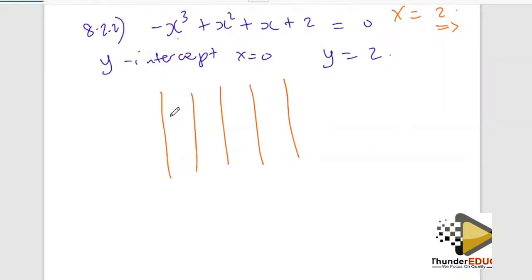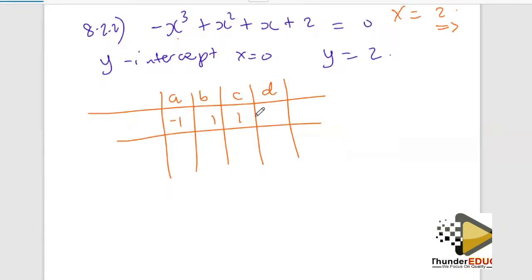Let's see if we're going to get, because those are the key points. This is A, B, C, and D. I'll write my coefficients. Okay. Let's see what we have.